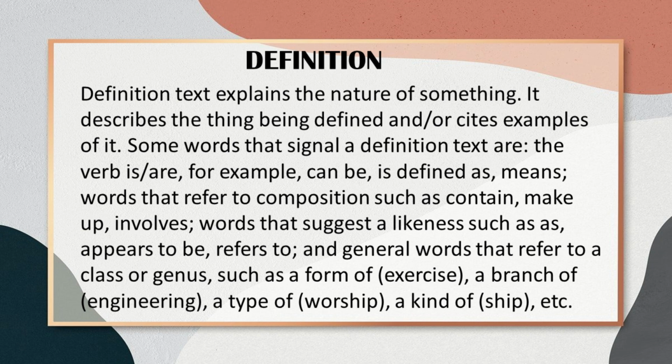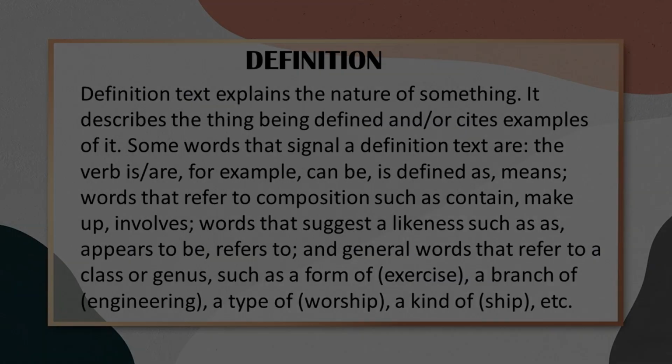Some words that signal a definition text are: the verb is, are, for example, can be, is defined as, means. Words that refer to compositions such as contain, make up. Words that suggest a likeness such as appears to be, refers to. And general words that refer to a class or genus, such as a form of exercise, a branch of engineering, a type of worship, a kind of ship, etc.